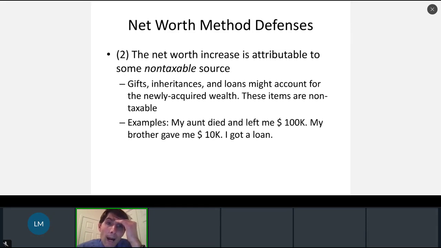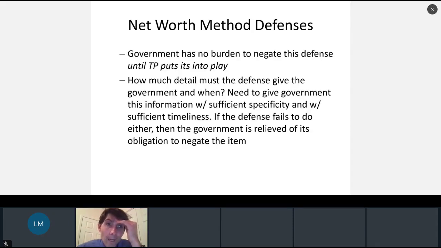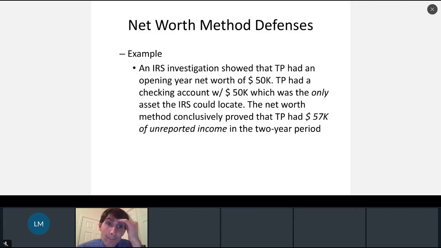Example, my auntie died and left me $100,000. My brother lent me $10,000. I got a loan. The government has no burden to negate this defense until the taxpayer puts it into play. How much detail must the defense give the government and when? It's necessary to give the government this information with sufficient specificity and with sufficient timeliness. If the defense fails to do either, then the government is relieved of its obligation to negate the item.